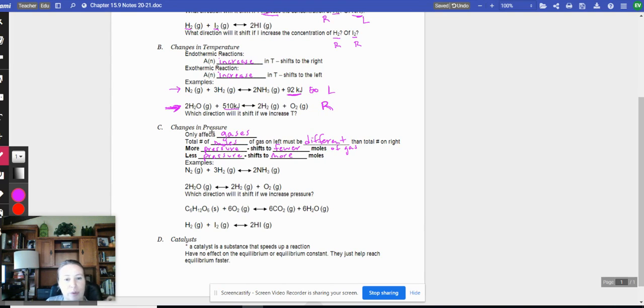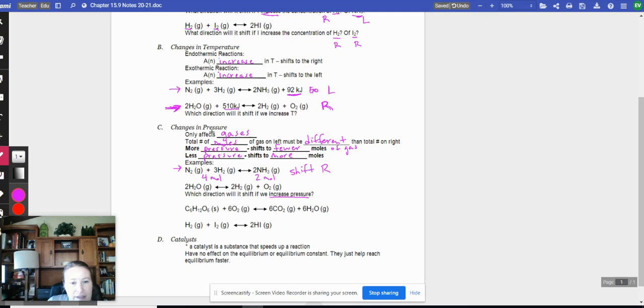Okay, so for example, if we increase the pressure on this reaction right here, if I put this equilibrium under a stress of condensing it down, it's going to shift to the side that takes up less space. Well, there are 4 moles of gas on the left, and there are 2 moles of gas on the right. So the products take up less space. They have fewer number of moles than the reactants do. So increasing the pressure would cause this one to shift to the right.